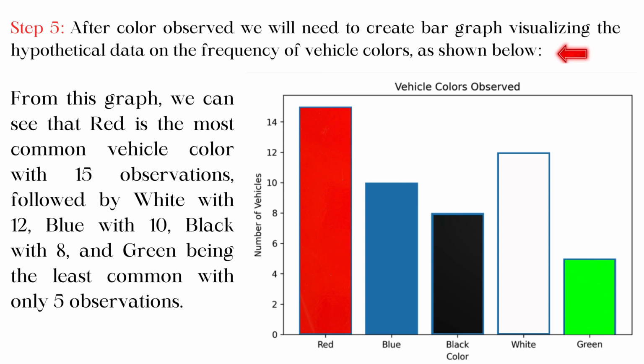Step 5. After color observed, we will need to create a bar graph visualizing the hypothetical data on the frequency of vehicle colors, as shown below.